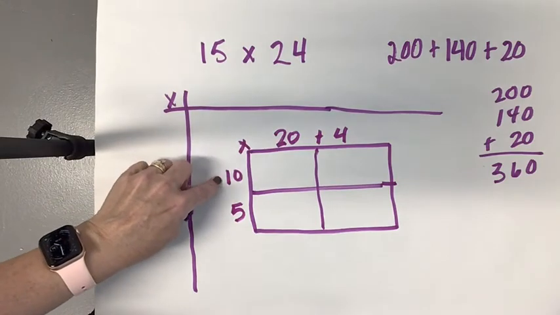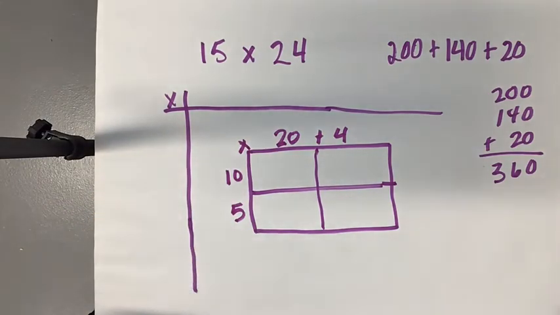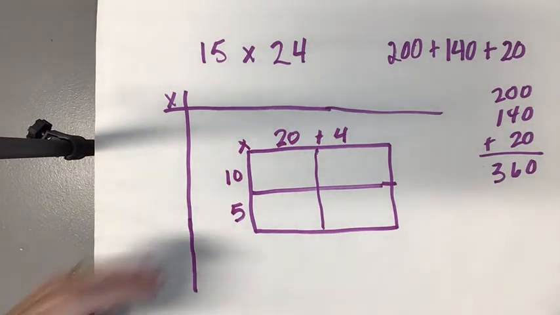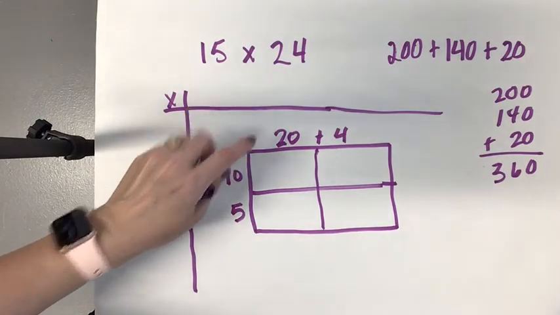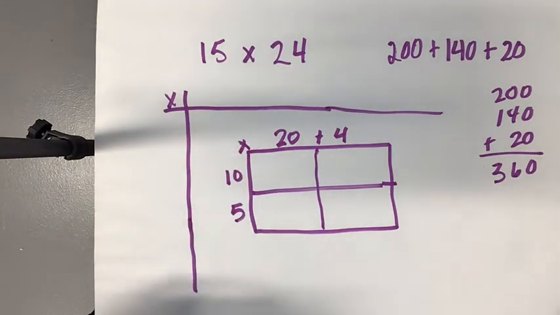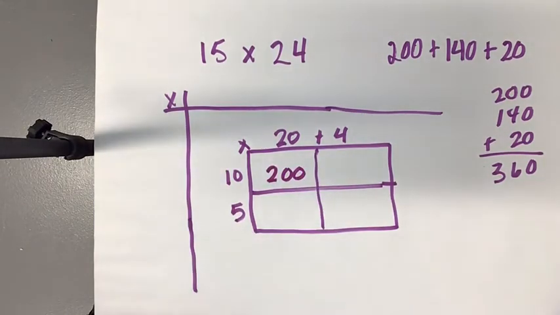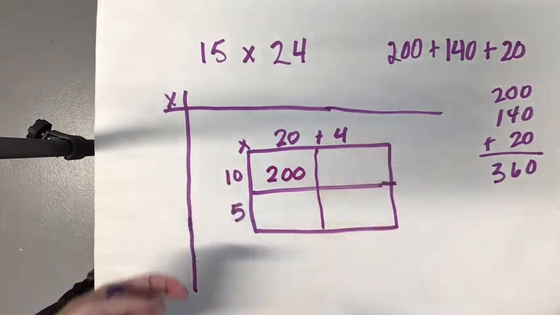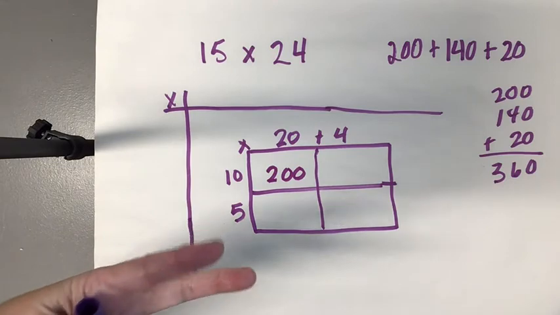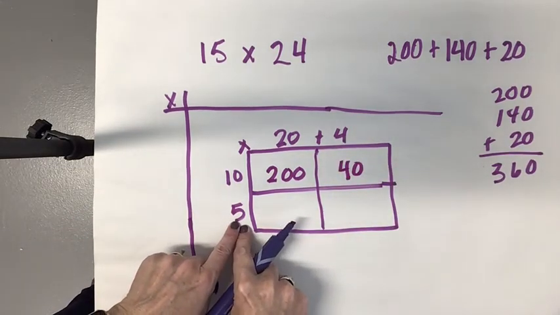20 times 10, they might not be real comfortable with that. But what could I say? 20 is the same as 10 plus 10. 10 groups of 10 and 10 groups of 10. So 10 times 10 is 100. I have another set of 100, so that's 200. Next, 10 groups of 4. I could count by tens if I need to: 10, 20, 30, 40. Then I need to do the same thing with the 5.